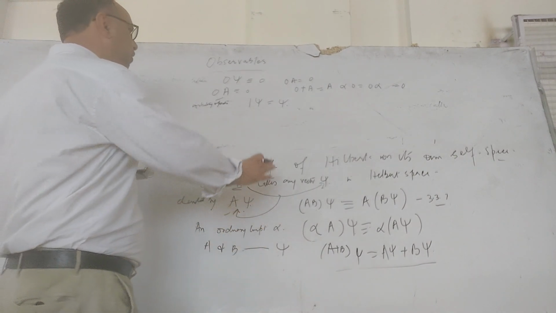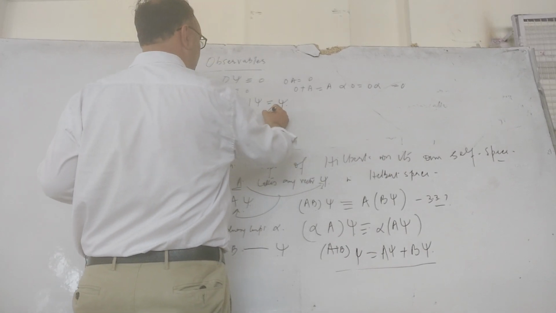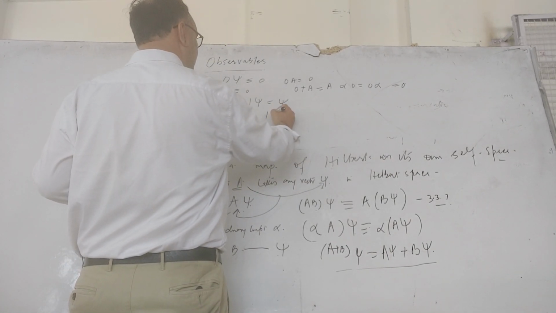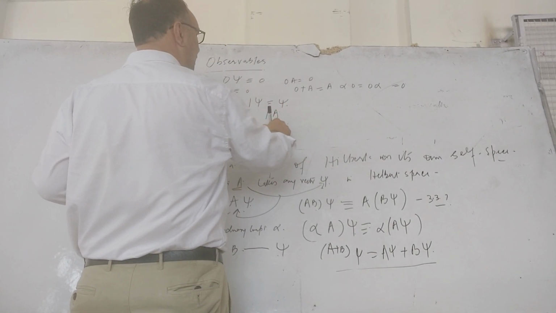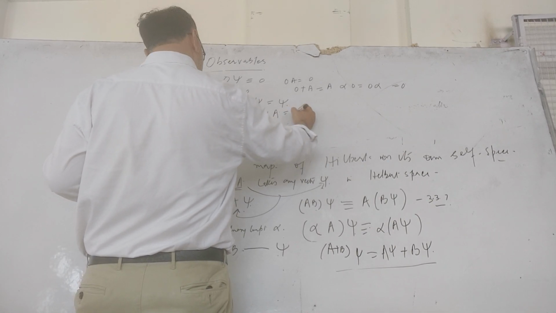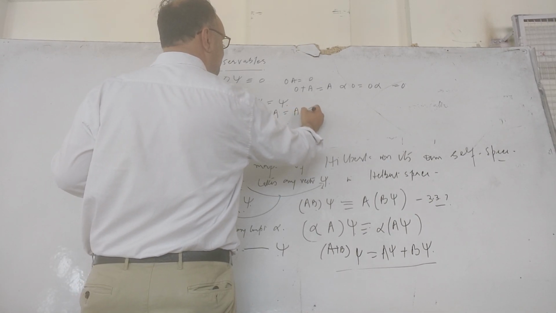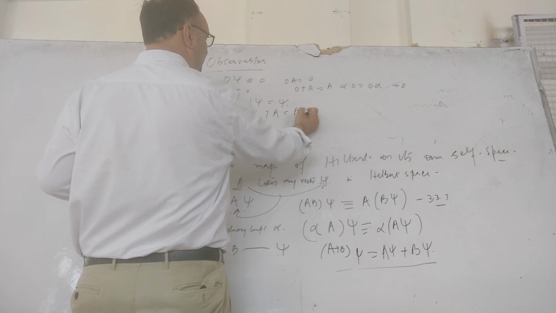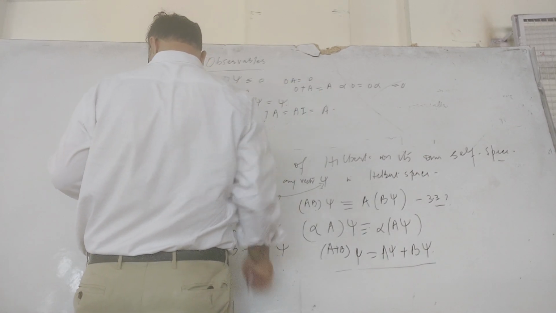Or for an arbitrary operator, an identity operator acting on an arbitrary operator should give that; commutativity should also hold here, and it will give the operator back.